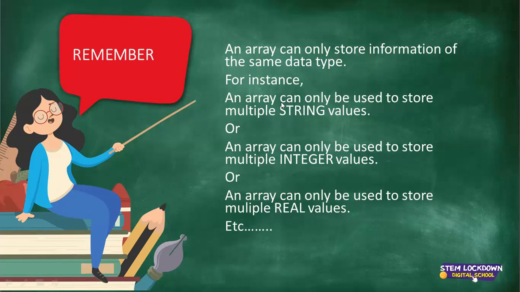It says, an array can be used to store multiple string values. So again, you can also use an array to store names of movies or names of people. But remember, it has to be all strings. Or an array can be used to store multiple integer values. Or finally, an array can be used to store multiple real values. I'm sure you guys are getting the point of this. So again, string values only, integer values only, and real values.